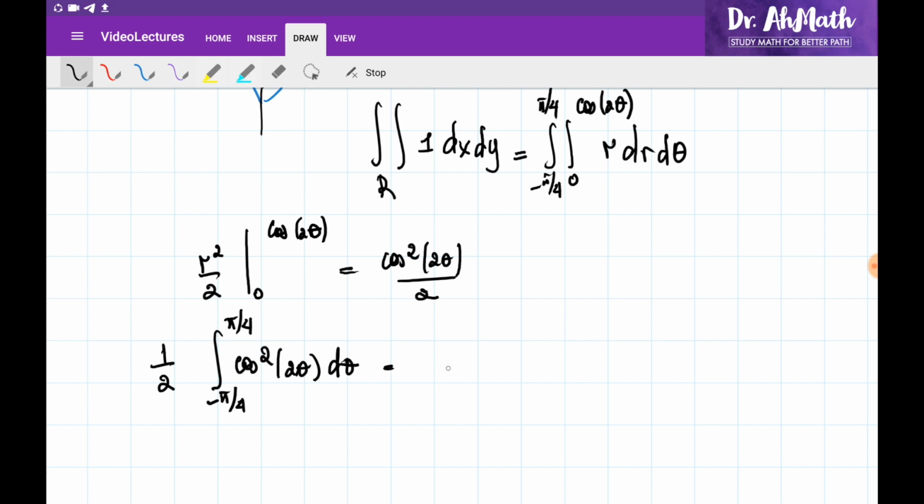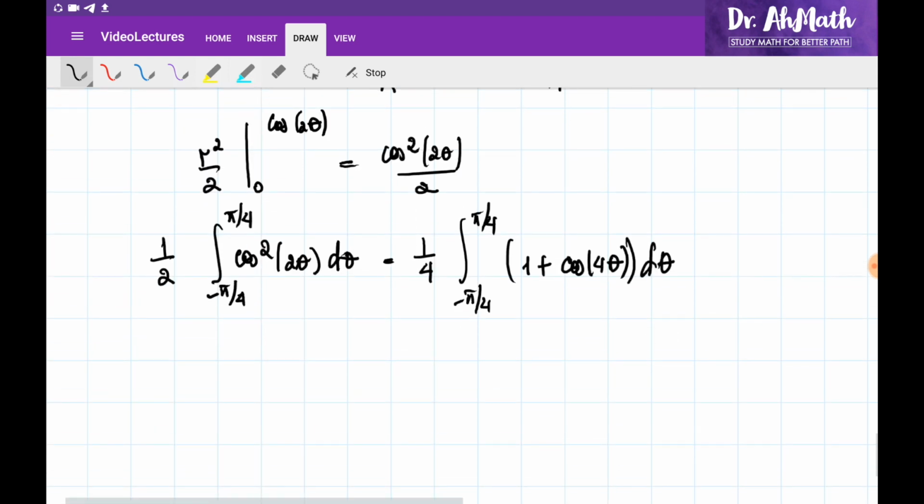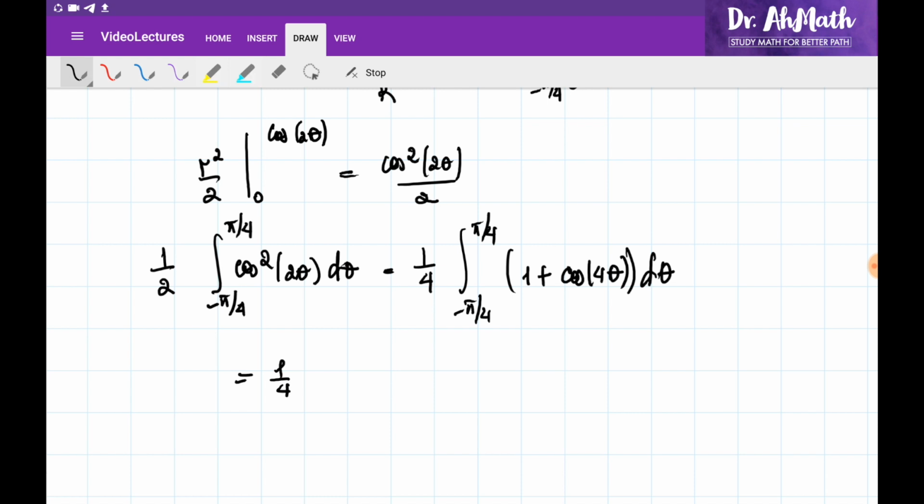I could write this using the double angle formula as 1 over 4, the integration from minus pi over 4 until pi over 4 of 1 plus cosine of 4 theta d theta. And its antiderivative would be 1 over 4 theta plus 1 over 4 sine 4 theta. And we need to substitute minus pi over 4 and pi over 4. Please note that when I substitute theta with pi over 4, 4 multiplied by theta would be pi. And when I substitute theta with minus pi over 4, 4 multiplied by theta would be minus pi. In both cases, the sine function is equal to 0.